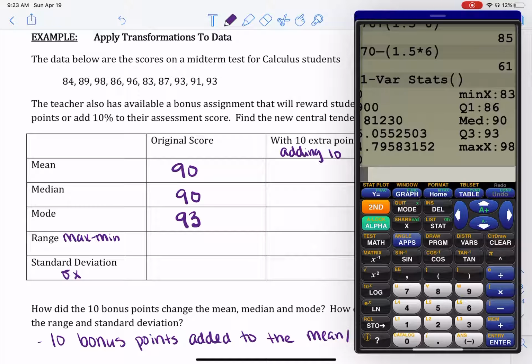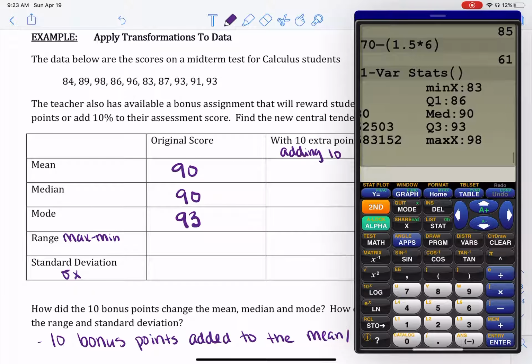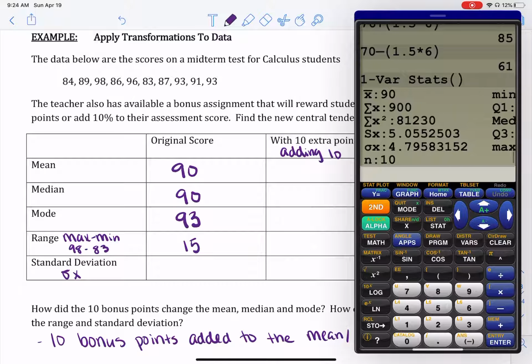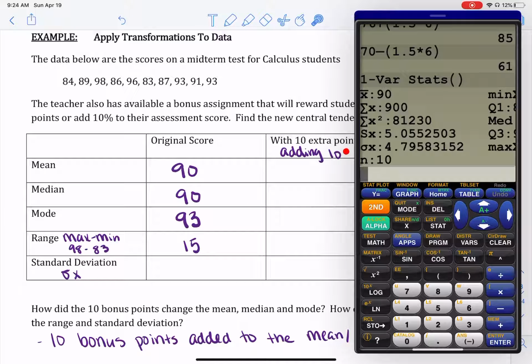The range is your max minus the min. So if you're not sure what the max and min are, you can look right here. That would be 98 minus 83, which gives me 15. And the standard deviation is right there. That's 4.79. We can just say 4.8.